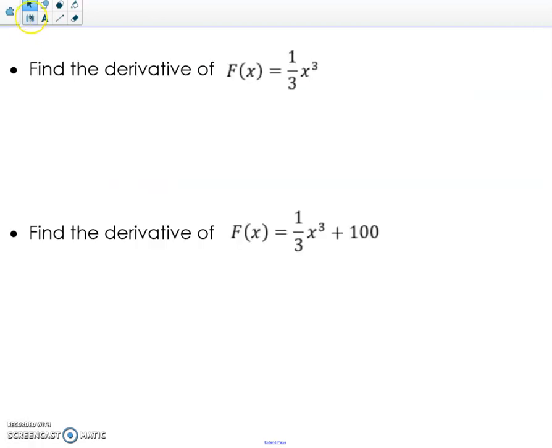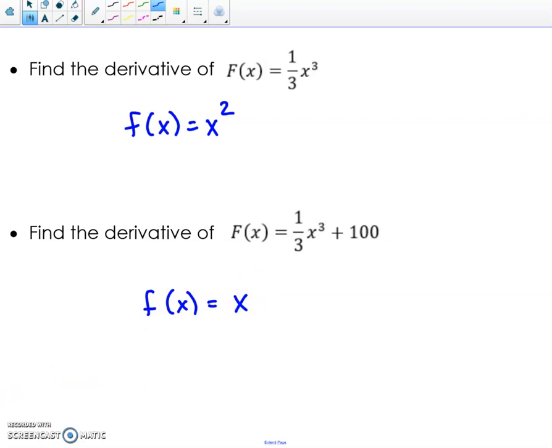Now if we're trying to find the derivative of capital F of x equals 1/3 x cubed, the derivative would be lowercase f of x, so not capital F prime. If we take the derivative of this, we're going to get x squared. The same thing for the second example. If we take the derivative, this would be lowercase f, and again, we have a derivative of x squared. So we can see that we get the same exact derivative with two different equations.